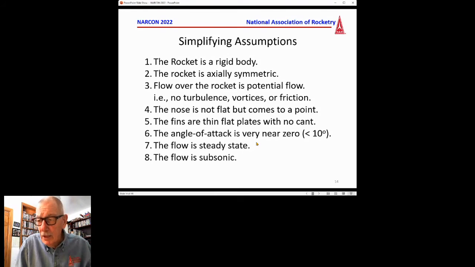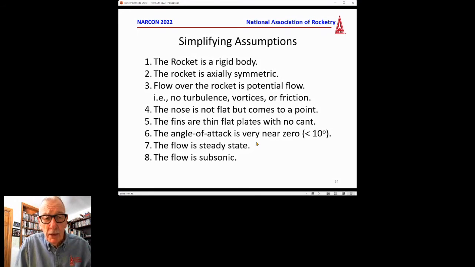You're not at steady state because you haven't established the flow in a smooth manner over the rocket. And of course, everything assumes that the rocket is already flying smoothly through the air. That's why we use launch rods. The flow is subsonic, and this is key for model rocketry, of course.